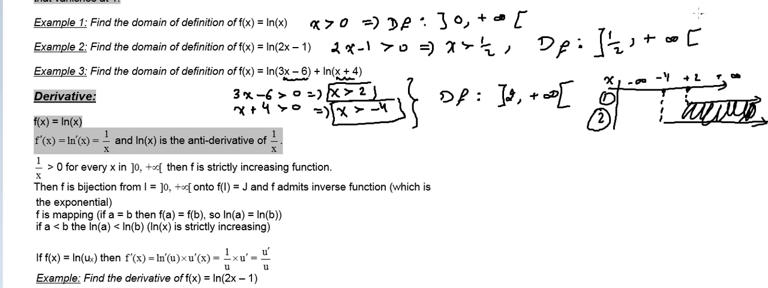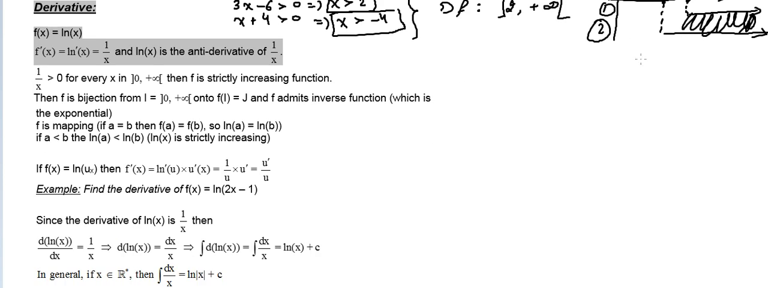Now the derivative. f of x equal ln x. Its derivative is 1 over x. We will see, if it is ln u, how we got 1 over x. ln x is the antiderivative of 1 over x, so 1 over x is the derivative of ln x, and ln x is the antiderivative of 1 over x.